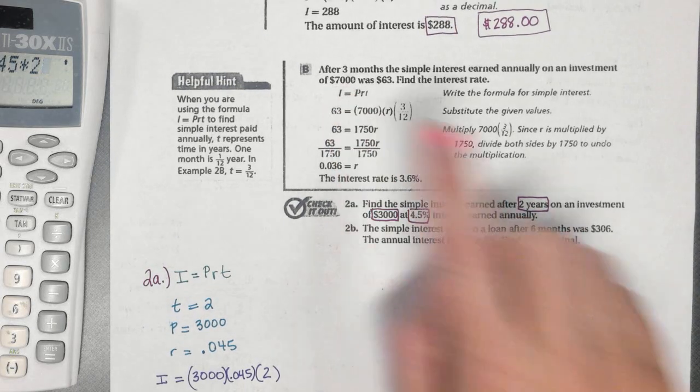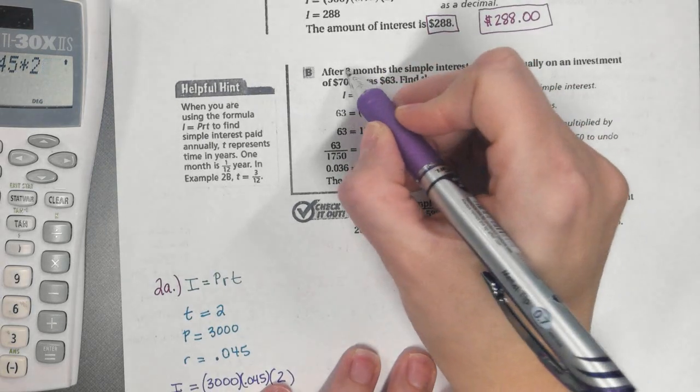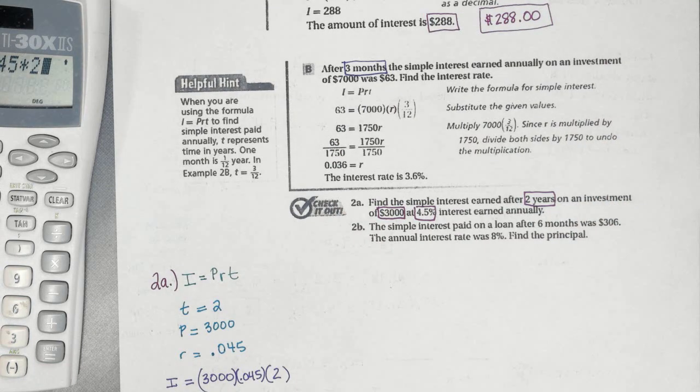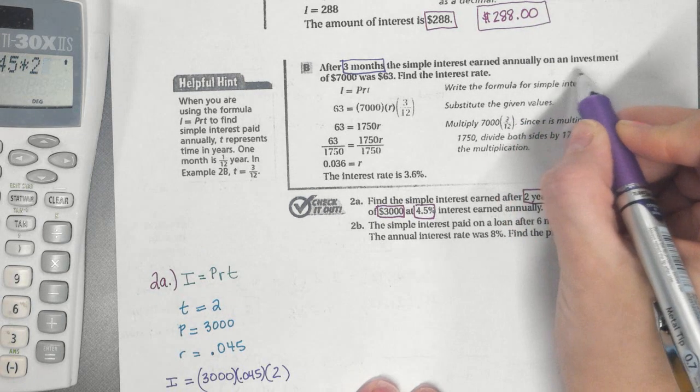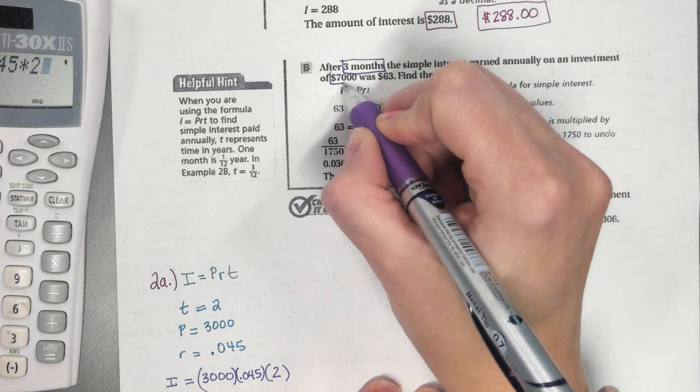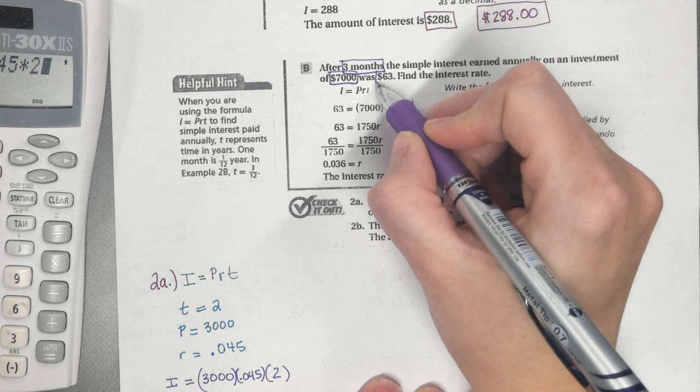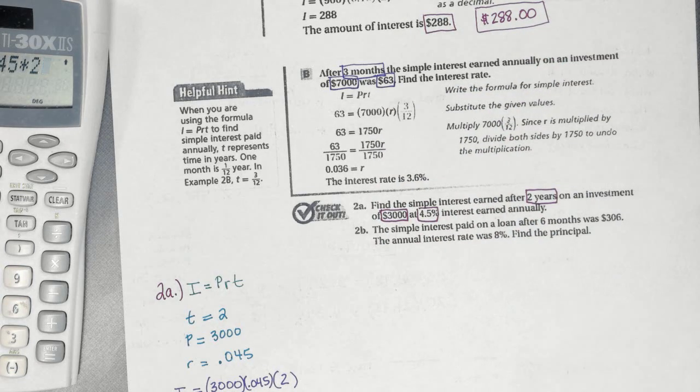So for B, it says after 3 months. So if that's a number, I'm going to box it in. Okay, after 3 months, the simple interest earned annually on an investment of $7,000 was $63. Okay, what you have to find is the interest rate. So this is very similar to some of the story problems that we were doing.